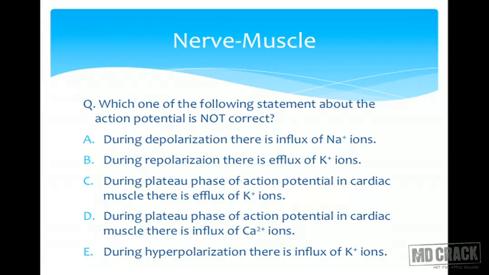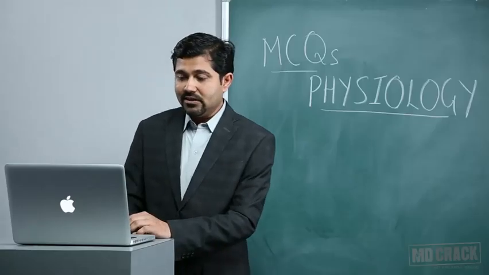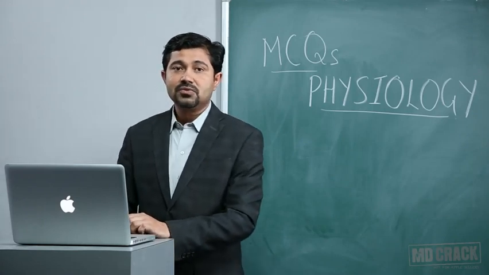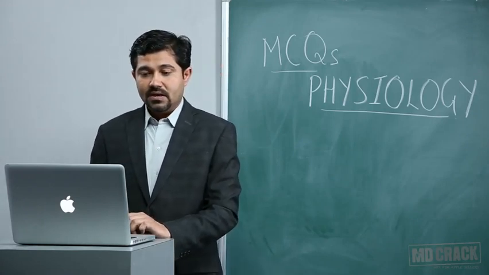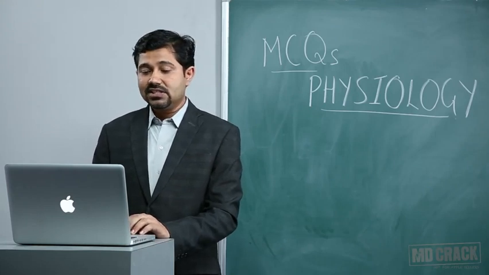Next question. Which one of the following statements about the action potential is not correct? During depolarization, there is influx of sodium ion. During repolarization, there is efflux of potassium ion. During plateau phase of action potential in cardiac muscle, there is efflux of potassium ion. During plateau phase of action potential in cardiac muscle, there is influx of calcium ion. During hyperpolarization, there is influx of potassium ion. Now, can you analyze all the 5 options and reach the correct answer? For this, you have to analyze each and every option.